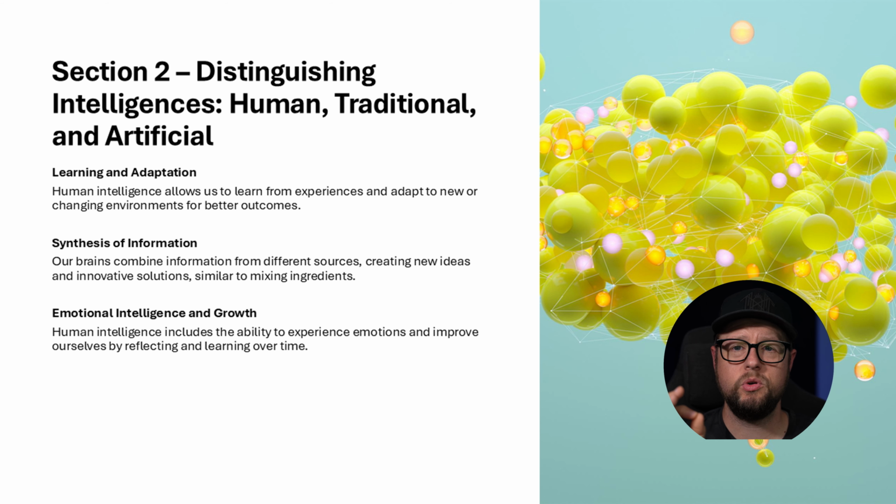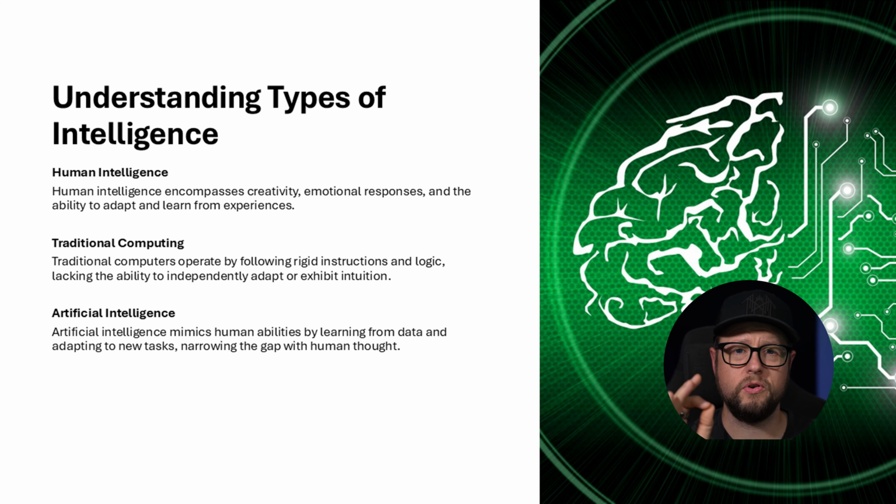Section 2. Distinguishing intelligences: human, traditional, and artificial. Now, let's clarify fundamental differences between human intelligence, traditional computing, and artificial intelligence. Understanding these distinctions is crucial for grasping what AI truly is. First, let's discuss human intelligence. This refers to the unique mental ability of humans to learn from experience, adapt to new situations, process abstract concepts, and use the knowledge to manipulate their environment. The human brain is an incredible organ capable of processing thousands of inputs simultaneously while also experiencing emotions.